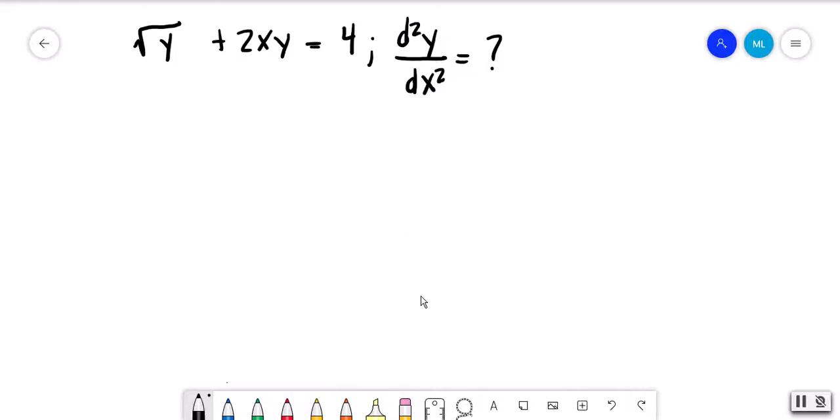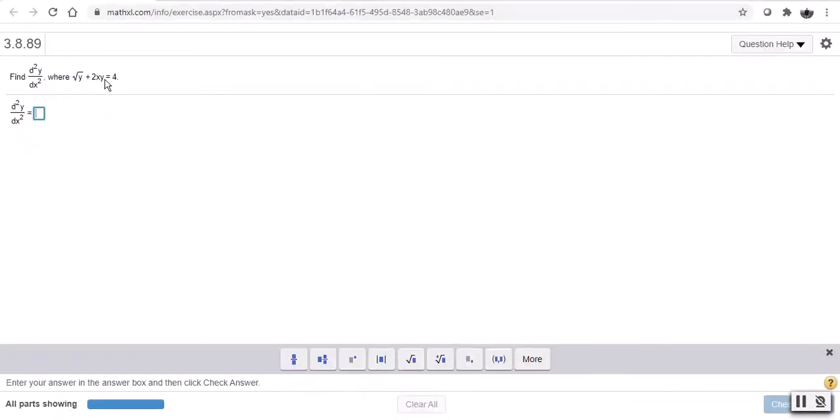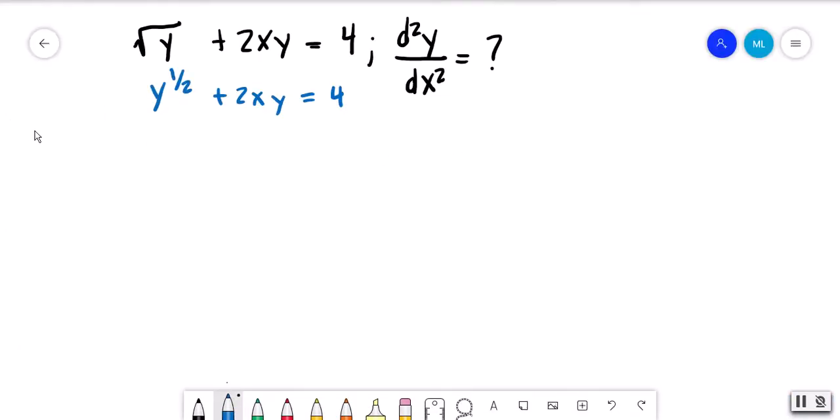In this video, I'm going to look at some higher order derivatives, specifically the second derivative. For a problem like this, you have to find the first derivative using implicit differentiation. One thing to note is that this is really just y to the 1/2 plus 2xy equals 4. I got this problem from one of your classmates, so it's this one right here. So we need to find the first derivative.